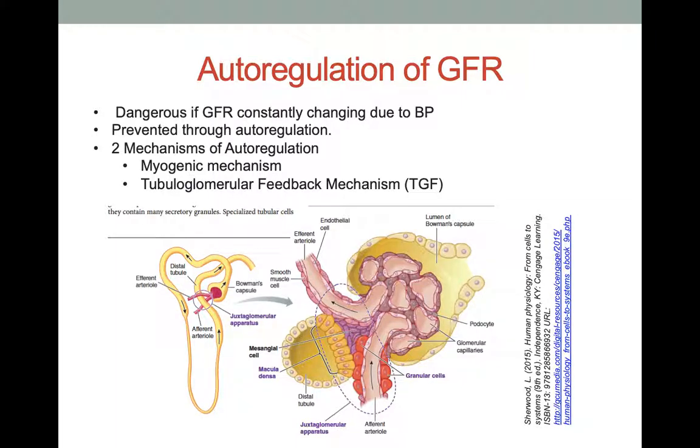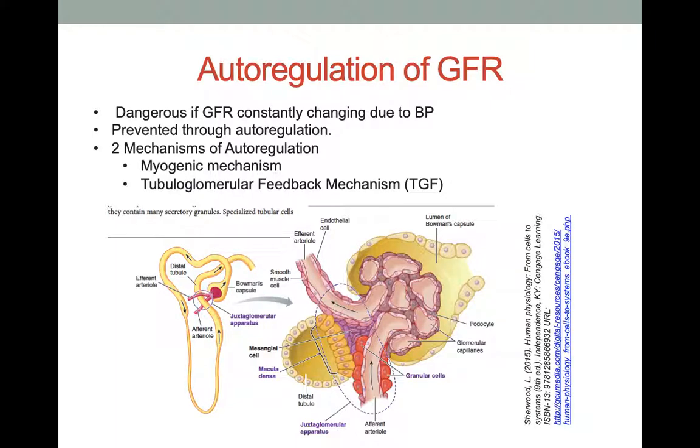Now the TGF involves the juxtaglomerular apparatus, which is a combination of tubular and vascular cells, where the tubule, after leaving, bends back upon itself and passes through the angle between the afferent and efferent arterioles, so we form a kind of loop where we have all that joined together. Within there, we have some granular cells, because they contain many secretory granules, and there's a region known as the macula densa, and these cells detect changes in the salt level of the fluid that's flowing past them through the tubules.